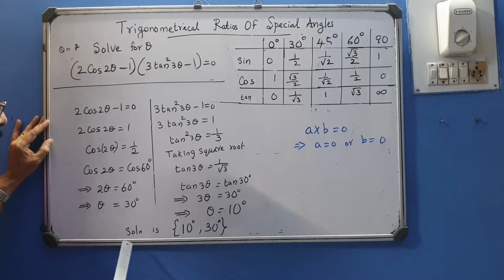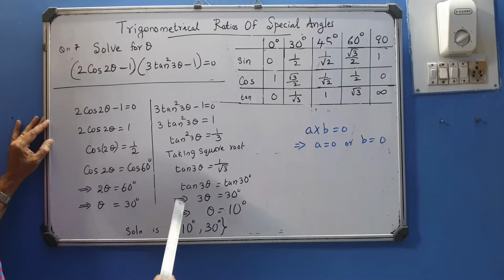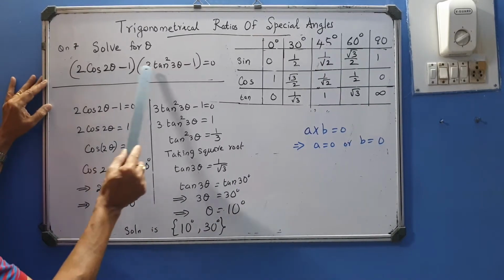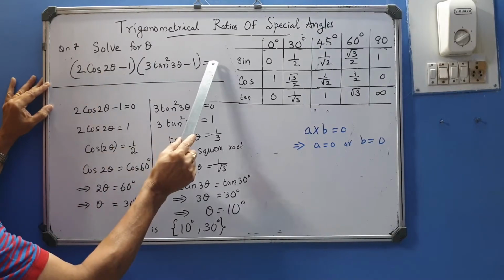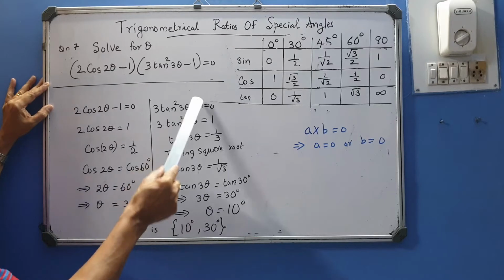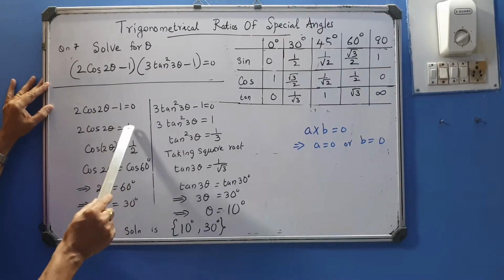So we get two answers. So finally, the solution is 10 degrees and 30 degrees. Any order, it doesn't matter. You can write any order, so 10 degrees, 30 degrees or 30 degrees, 10 degrees. So this is a product of two terms given. If it is zero, one of them has to be zero. So I equate the first one, then equate the second one. Take -1 to the other side, get +1.